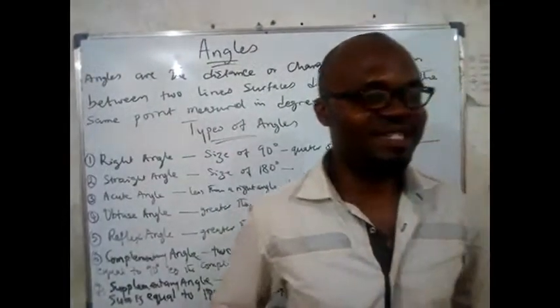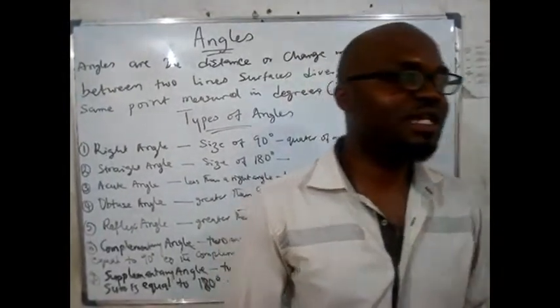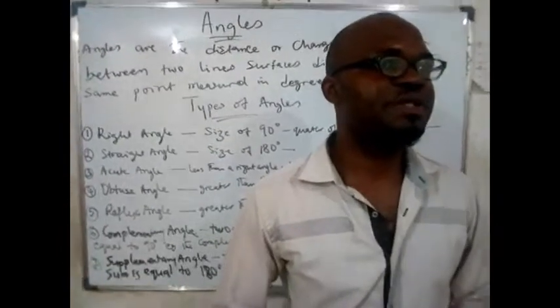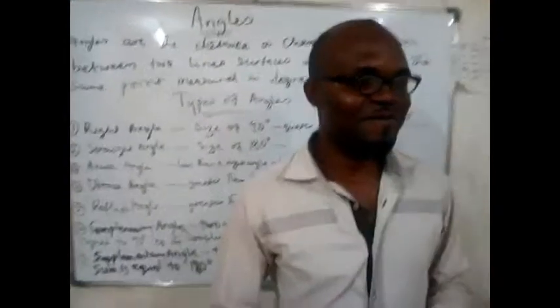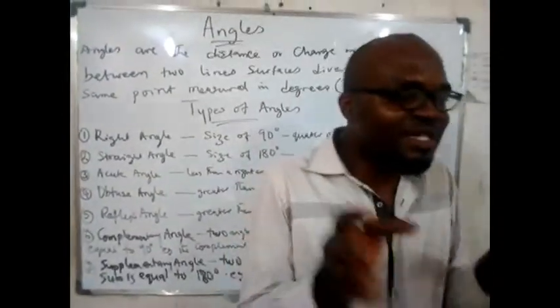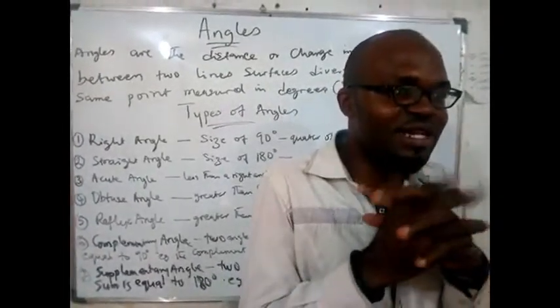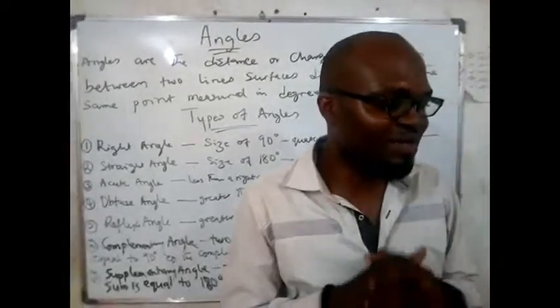Hello, welcome. We are looking at geometry, and we say that geometry is that aspect of mathematics that deals with what? Shapes. Is that clear? And the difference between these shapes is due to the angles that the lines are making with each other. Is that clear? Yes. So today we are going to be looking at angles.